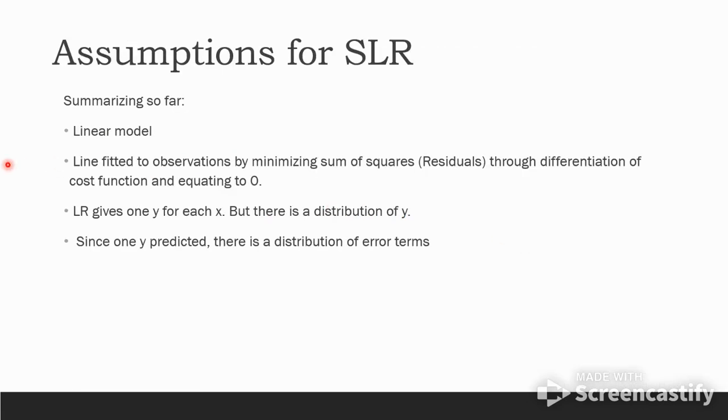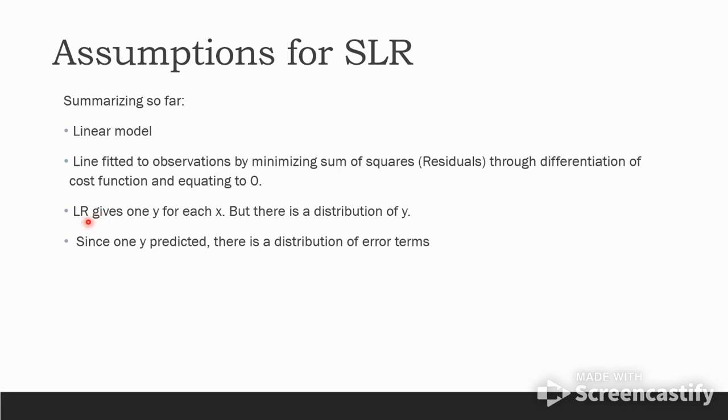So summarizing so far, this is a linear model represented by a simple y = mx + c, or beta naught + beta 1 x. A line is fitted to the observations by minimizing the sum of squares, which is RSS, the cost function, by differentiating it, taking partial derivatives, and getting the conditions where we get beta naught and beta 1, which will define that line for us.